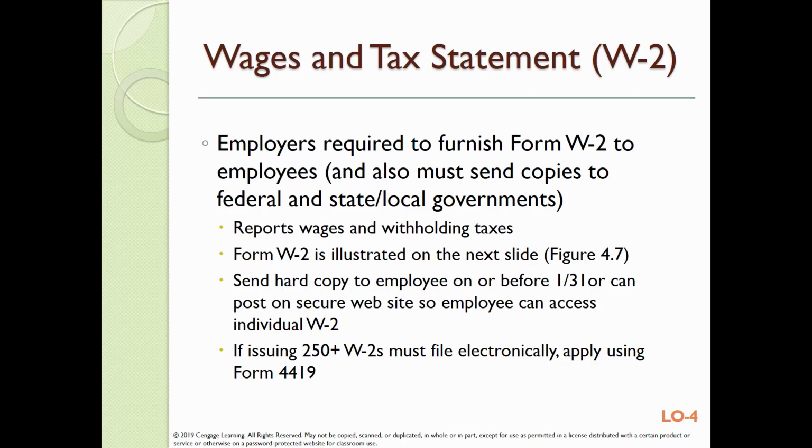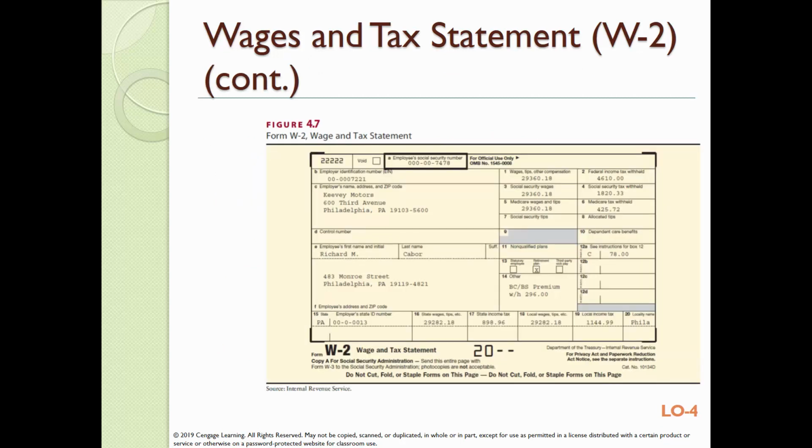I've got to furnish these to everybody. I also send them to the Social Security Administration. It shows all your wages and your withholding taxes. OASDI, HI, FIT, SIT, etc. I have to give that to you before January 31st. And I have to send them to the Social Security Administration and the state of Montana by that same date. I've got to do that electronically if I issue 250 or more. Everybody's, I assume, had a job at some point in their life, so you've seen a W-2.